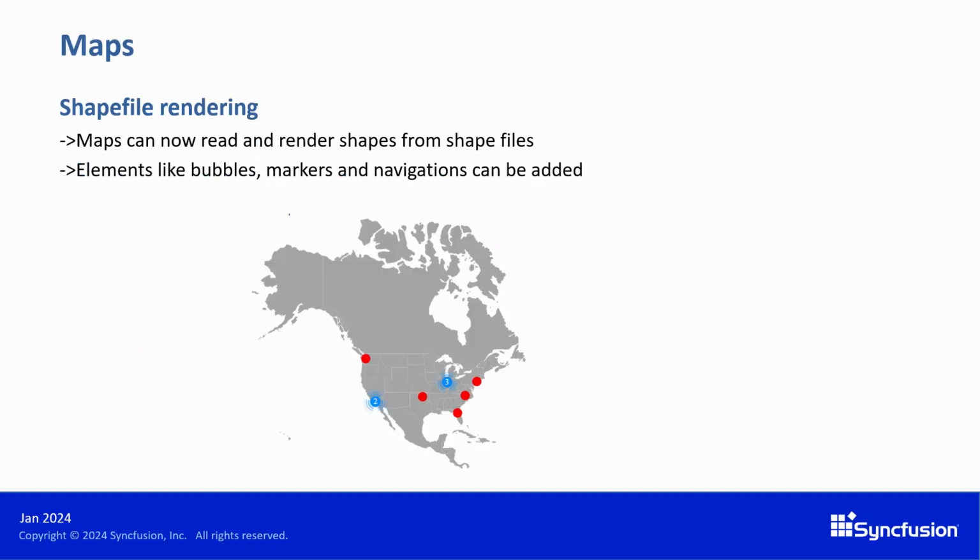Now we provide support for shapefile rendering in maps. Maps can now read and render shapes from shapefiles. We can also add elements like bubbles, markers, and navigations to the maps.